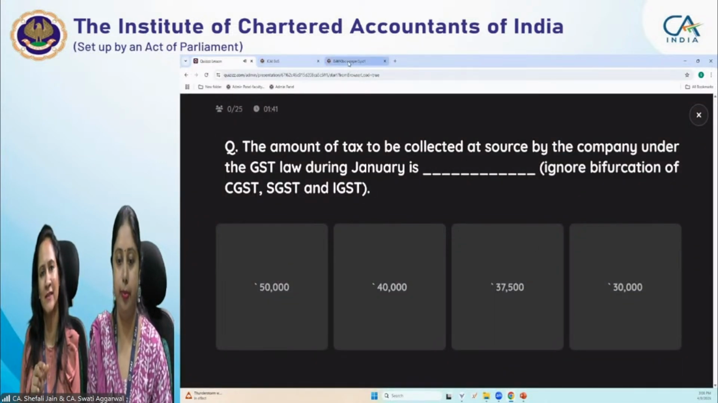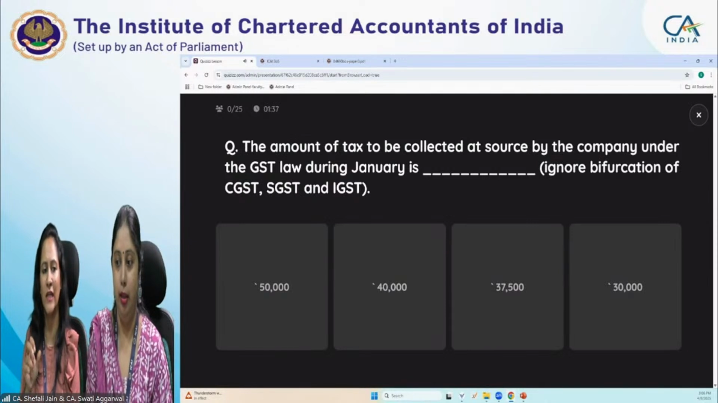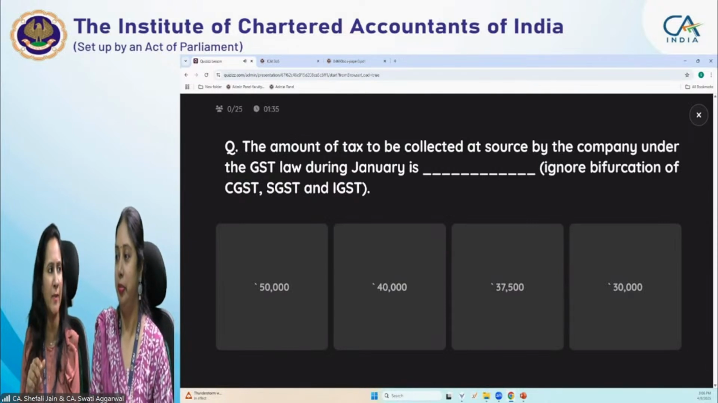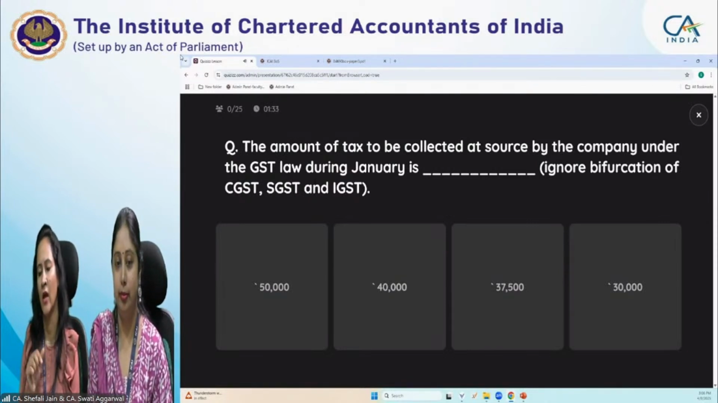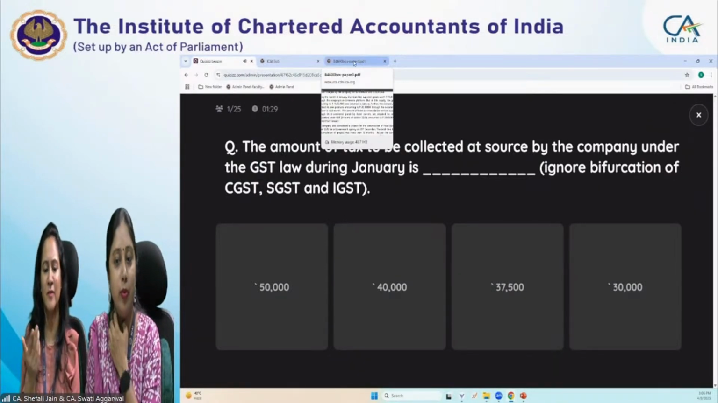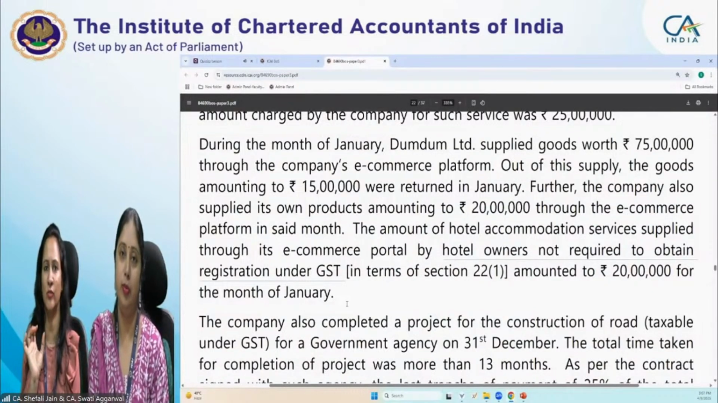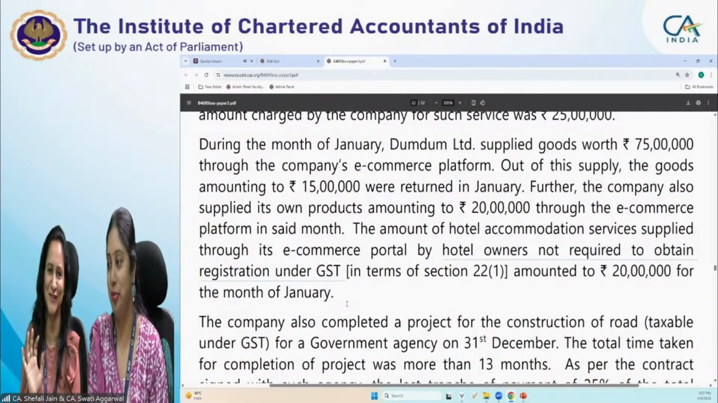Right, here what is asked is the amount of tax to be collected at source. It is not the value on which TCS shall be levied. So यहाँ पर आपको TCS का अमाउंट निकालना है. अब TCS किस चीज के ऊपर लगता है? Let me help you. TCS लगता है नेट वैल्यू ऑफ टैक्सेबल सप्लाईज के ऊपर. अब वो क्या होती है, that you calculate yourself.